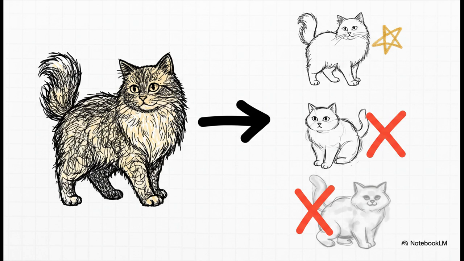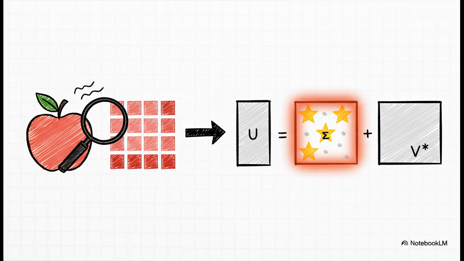By focusing only on the largest singular values, the biggest stretches, we can capture the absolute essence of our data and just throw away the noise. And honestly, there's no better way to see this in action than with image compression. An image is really just a big grid, a matrix of pixel values.